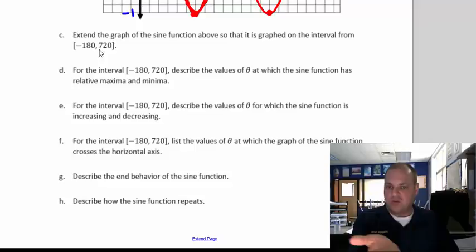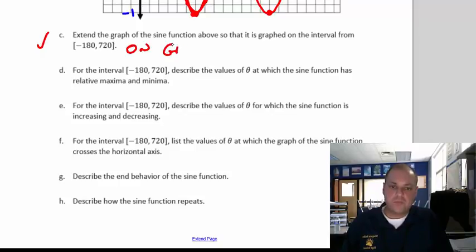Extend the graph to 720. We just did that, so we already did this. So this is on the graph. So let's use our graph to answer some questions here.